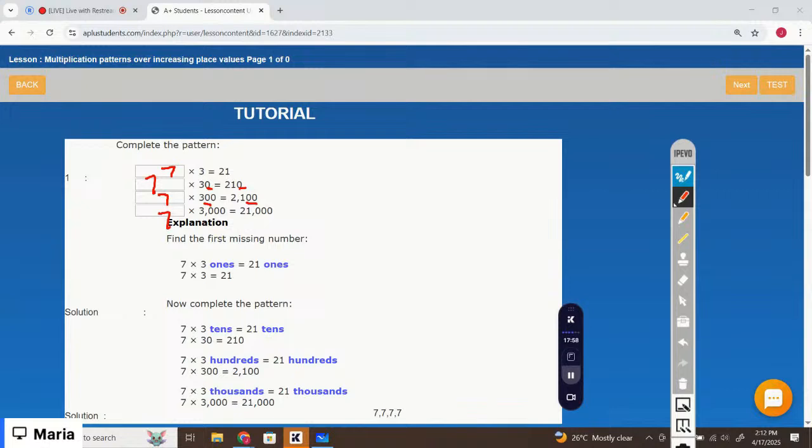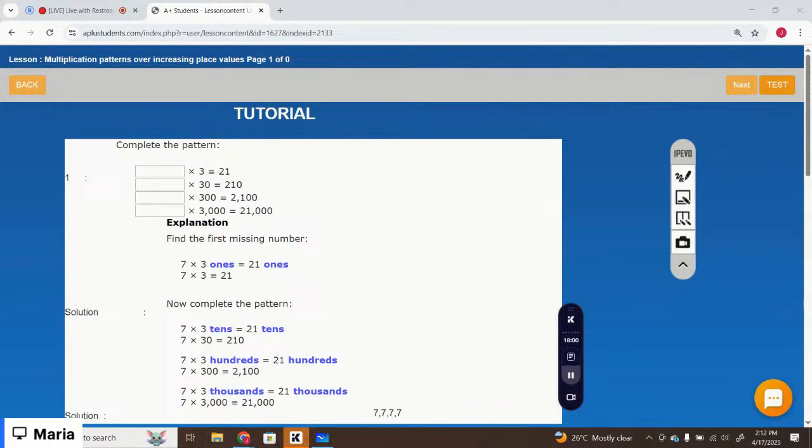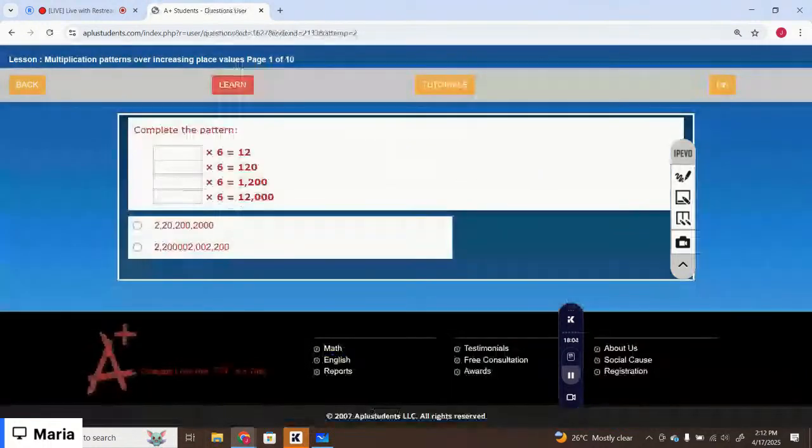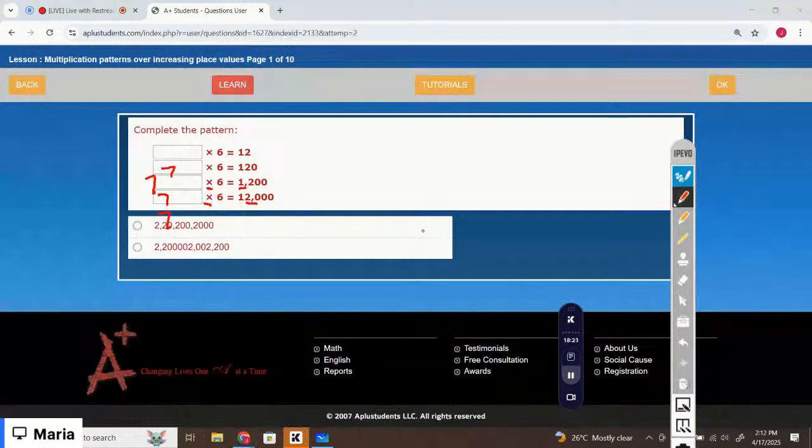Let's just start with the test questions. Complete the pattern. Missing number times 6 equals 12. Which number is it? That is 2. 2 times 6 is 12.